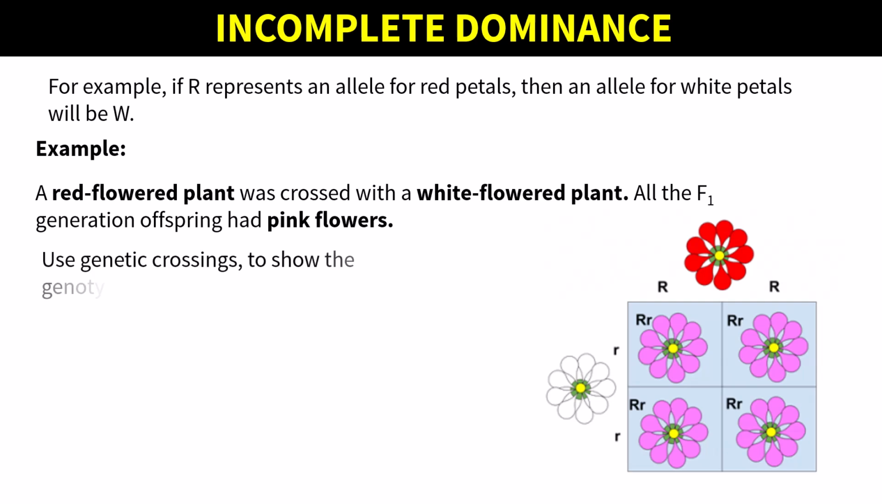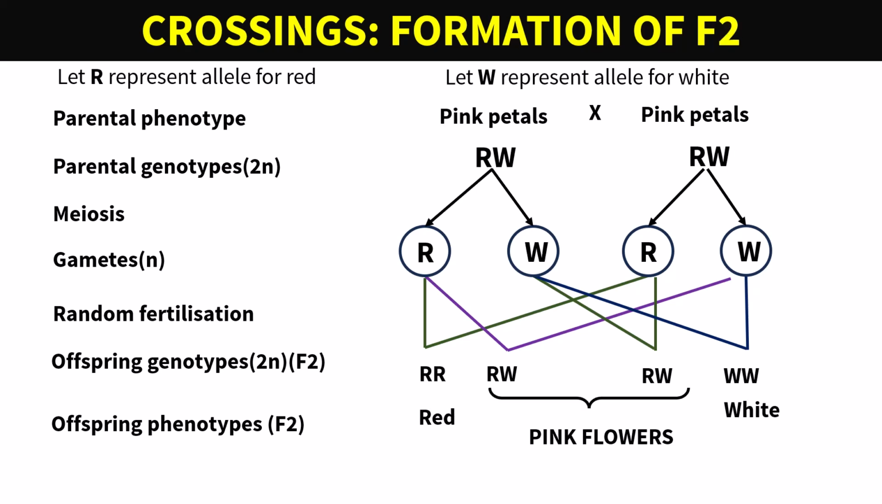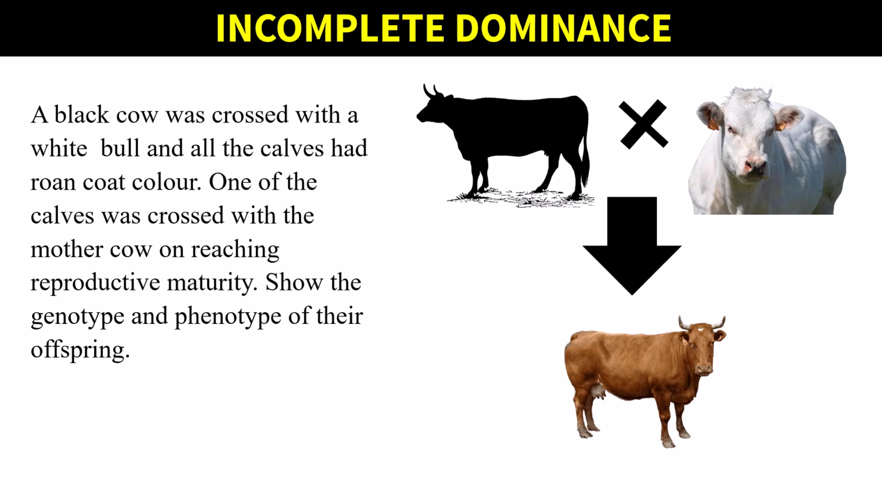Use genetic crossings to show the genotype and phenotype of the F2 generation. The genetic cross will resemble that. Capital letters are used in this situation. The offspring are different from their parents, selfing to get the F2 generation. Red flowers, pink flowers, and white flowers in the ratio of 1 to 2 to 1. Try out this question: show the genotype and phenotype of their offspring.